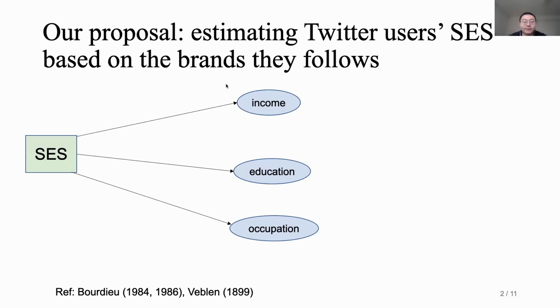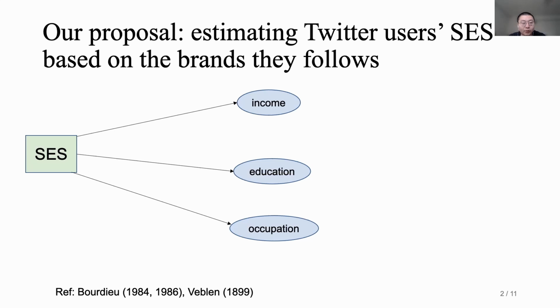Therefore, to address the gaps and the limitations, we are proposing to estimate Twitter users' SES based on the brands they follow. Here, I'm going to illustrate the theoretical support and the rationale behind our method. The common indicators of SES, income, education, and occupation, are observational variables used to measure this latent SES.